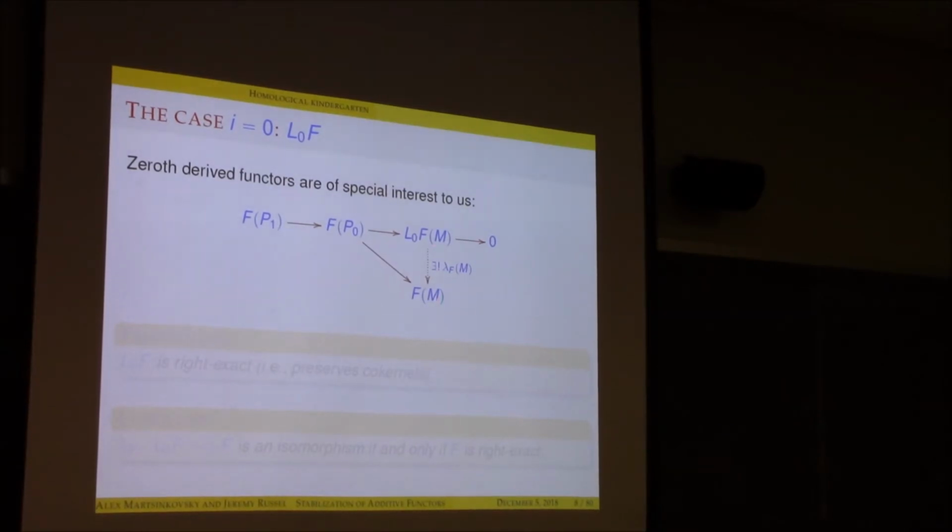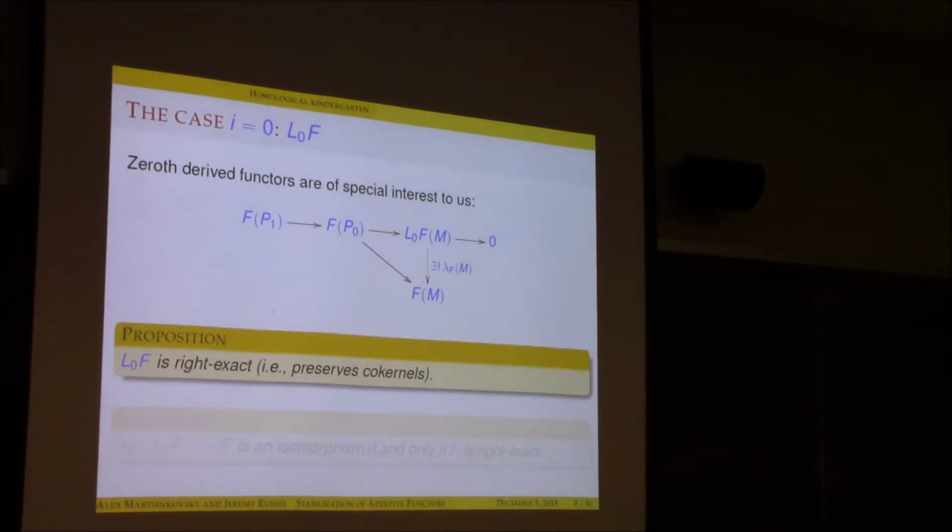And there's only one such transformation that makes this triangle commute. That's just the universal property of co-kernels. Here's an interesting fact. No matter what functor f you start with, the zeroth left derived functor will automatically be right exact. Straight from the definition. It's a very simple diagram chase.